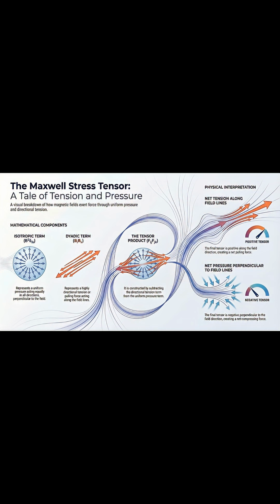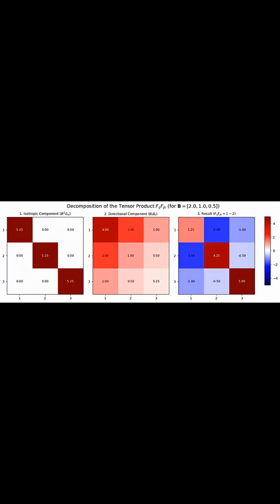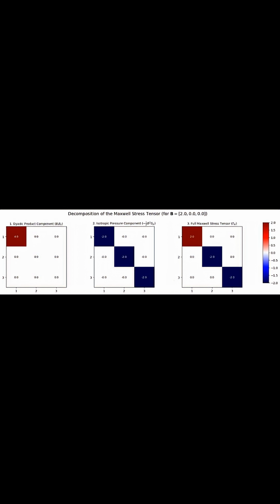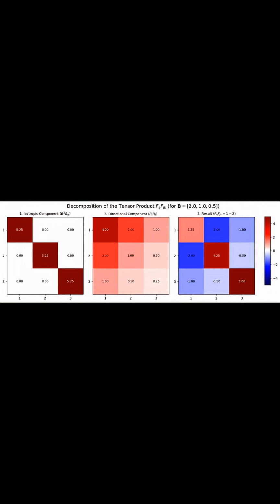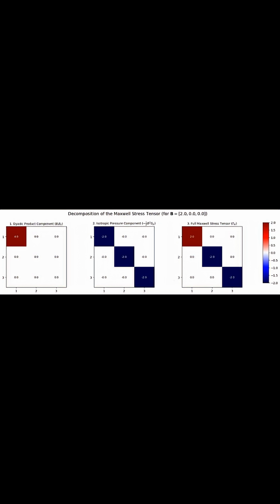And finally, we get to the physical interpretation of all this. The whole structure confirms that magnetic fields create a net tension, a sort of pulling force that's always positive and runs along the field lines. And at the same time, it creates a net pressure, a squeezing force that acts perpendicular to them. So the magnetic field tensor is the powerful mathematical tool that perfectly models the tension and pressure forces fields exert on matter.